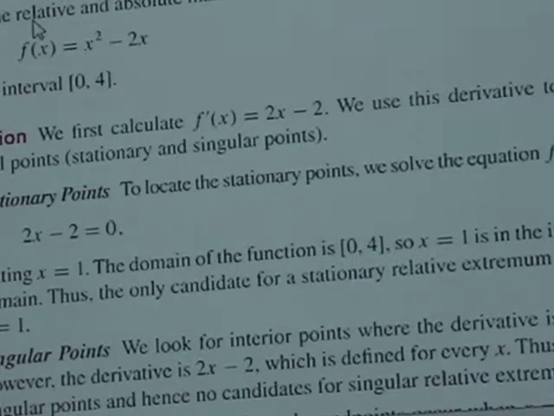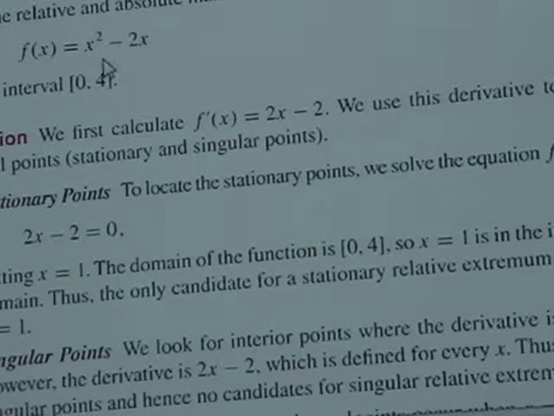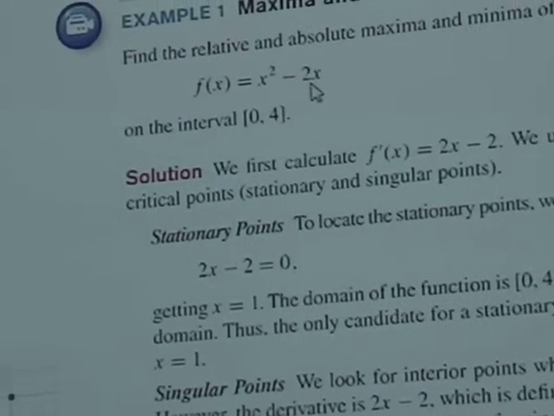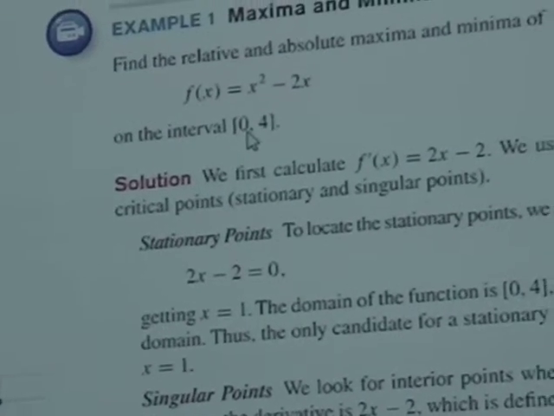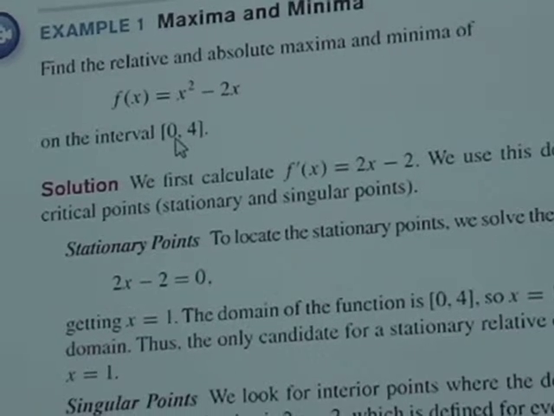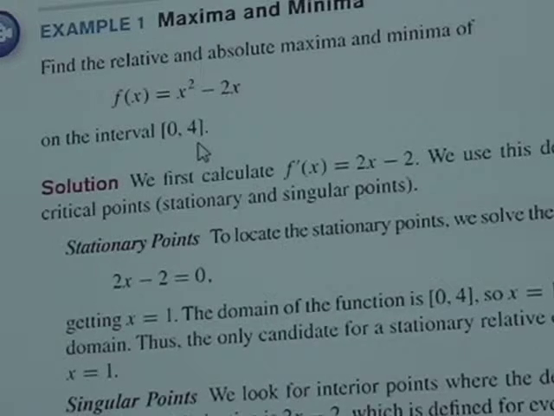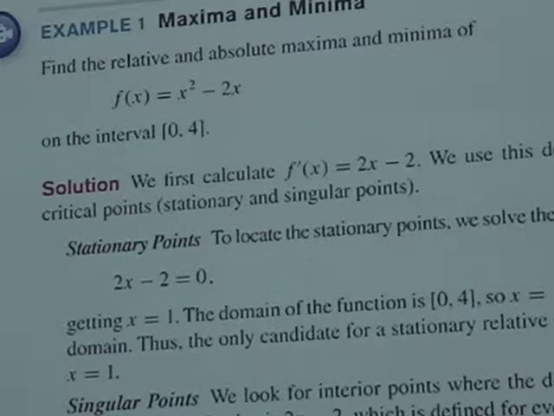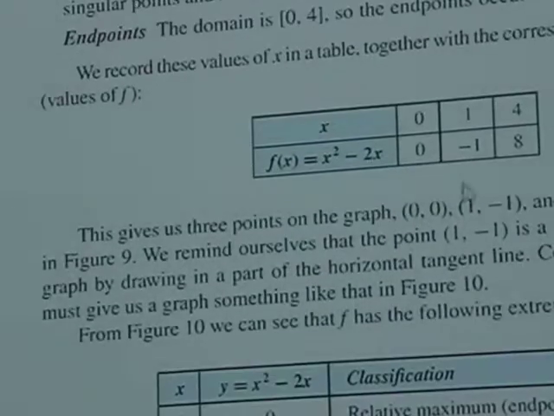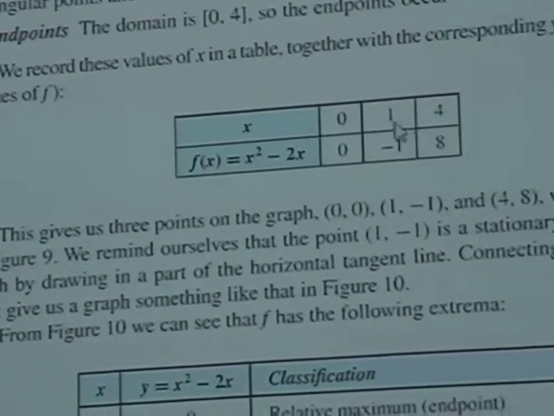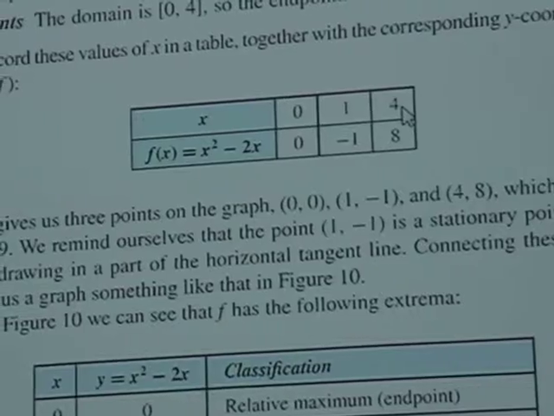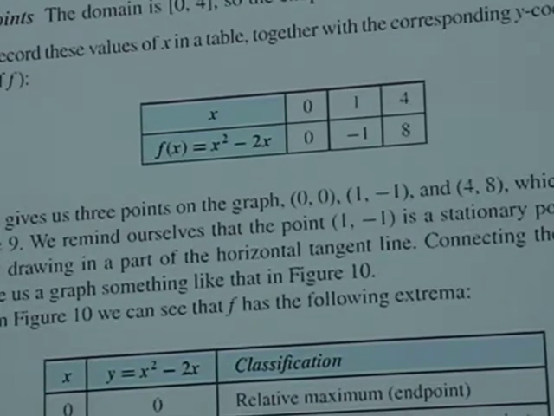So let's try it. Here's a function, x squared minus 2x, and he's limiting it. We only have to look between 0 and 4. So where are the endpoints? 0 and 4. So we already know the endpoints. If we look at his table, 0 and 4 are already there.